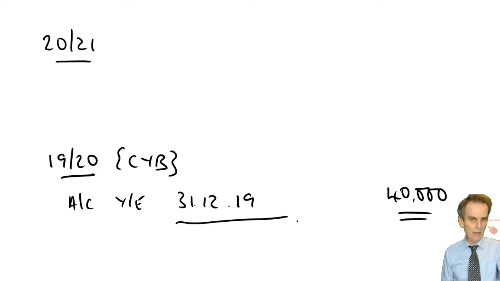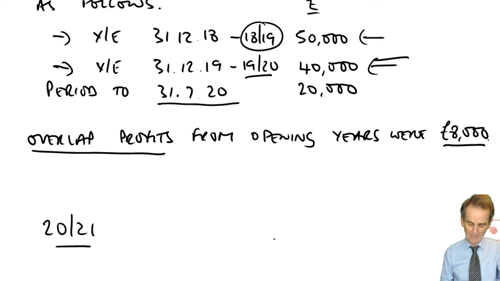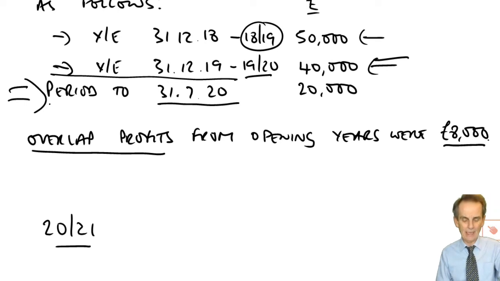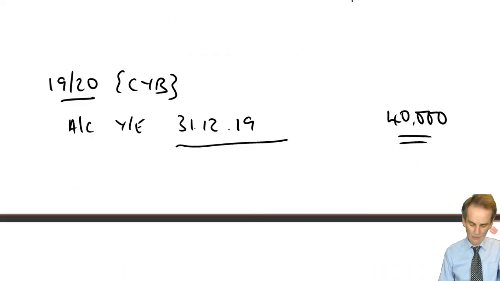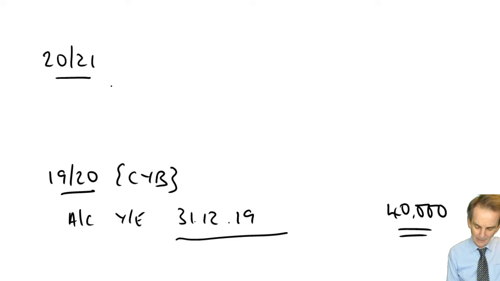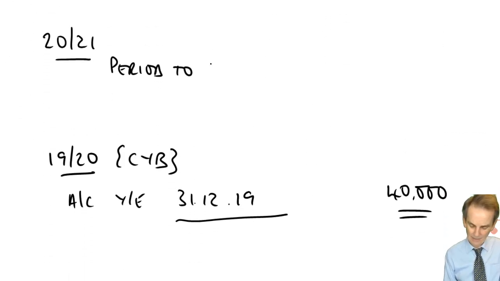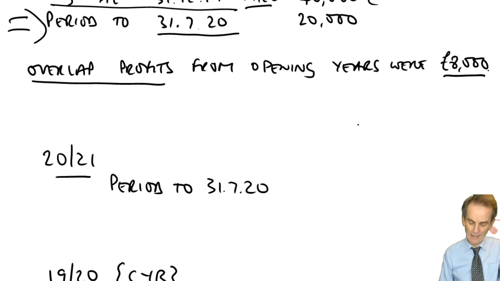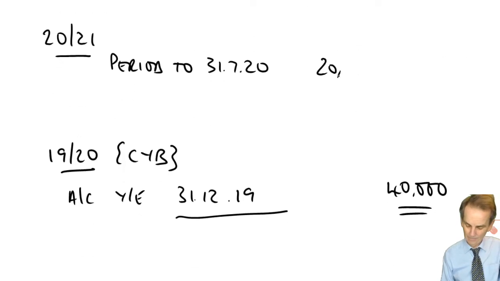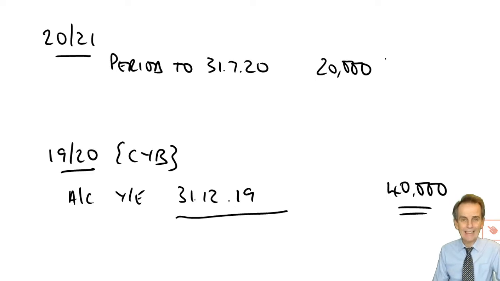Well, we've come as far as the year ended December 19. We've assessed up to there. There is only one more period that remains as yet unassessed, the period to the 31st of July 20. So, back to our final tax year. It is the period to the, was it 31st of July? Yes, the 31st of July 2020, that was a profit of some £20,000. So we've allocated any and all remaining periods to the final tax year.